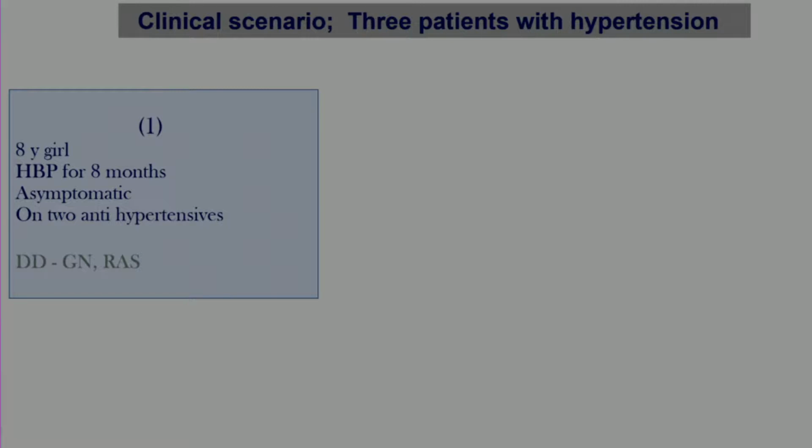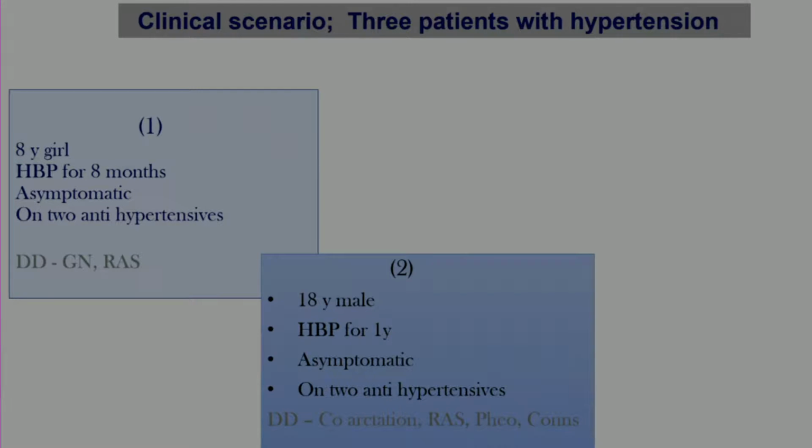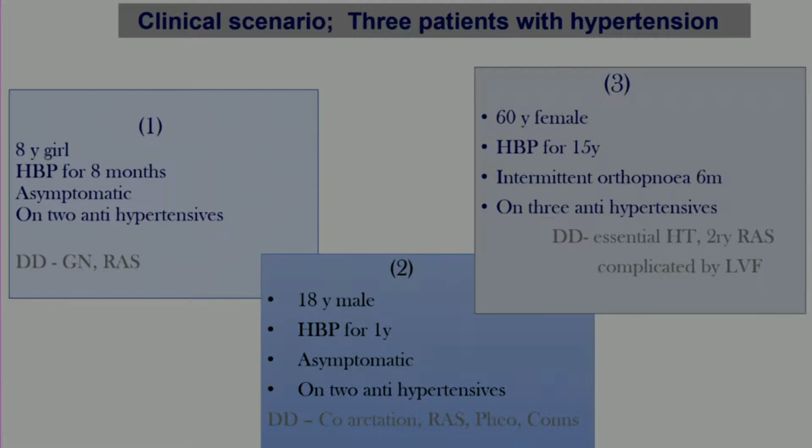So if I were to take you through some clinical scenarios of hypertension in 3 different patients. An 8-year-old girl with hypertension for 8 months, asymptomatic, on 2 antihypertensives; a young lad, an 18-year-old male, with hypertension for 1 year, asymptomatic, on 2 antihypertensives; and a 60-year-old female, not so old according to the current WHO recommendation, with high blood pressure for 15 years and intermittent orthopnea over the last 6 months, on 3 antihypertensives. So we have the same disease, different clinical scenarios.